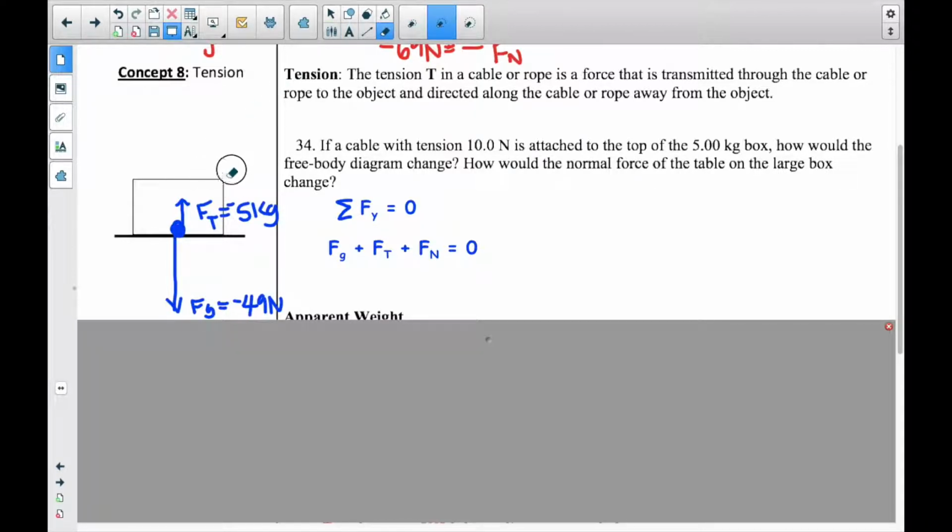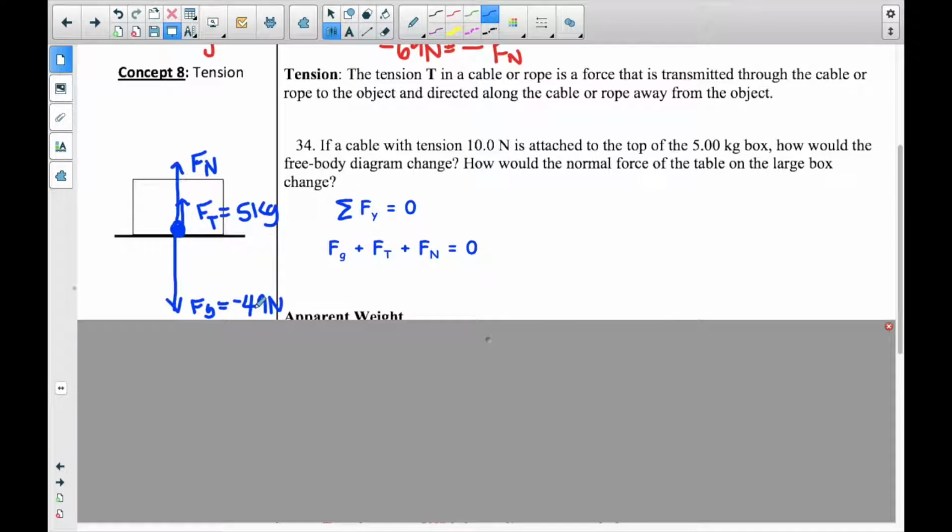So then what is the normal force? Well, once again, our sum has to be 0. They have to add up to 0. So we have the force of gravity, we have the force of tension now, and then we have our normal force. Our normal force is always acting upwards.